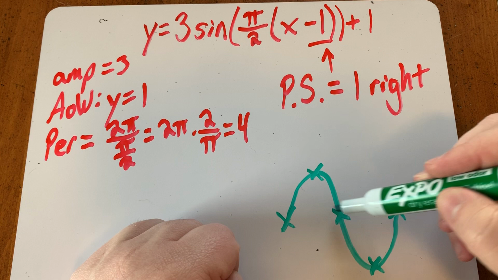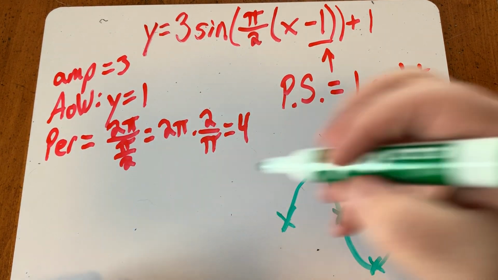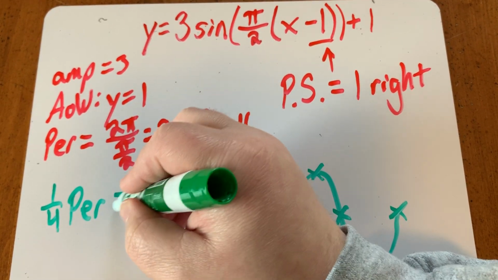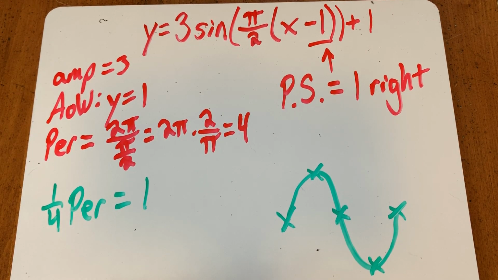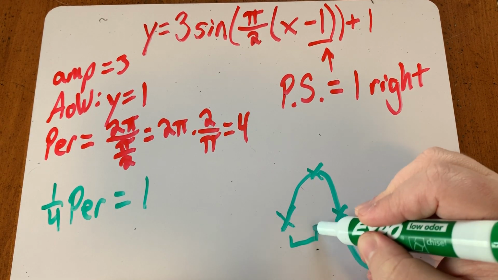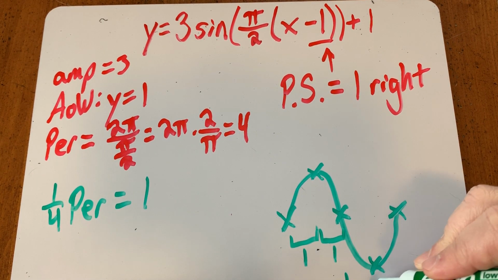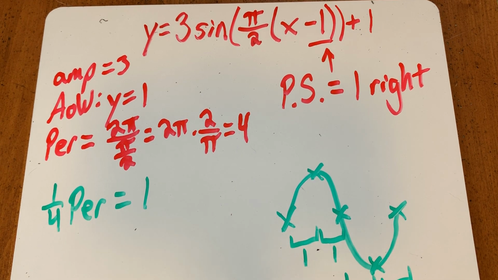So that's 4 intervals. They each happen 1/4 of a period. So I like to find out what 1/4 of a period is. In this case, 1/4 of 4 is just 1. So that's going to be 1 unit, 1 unit, 1 unit, and 1 unit. All right, so we have that.